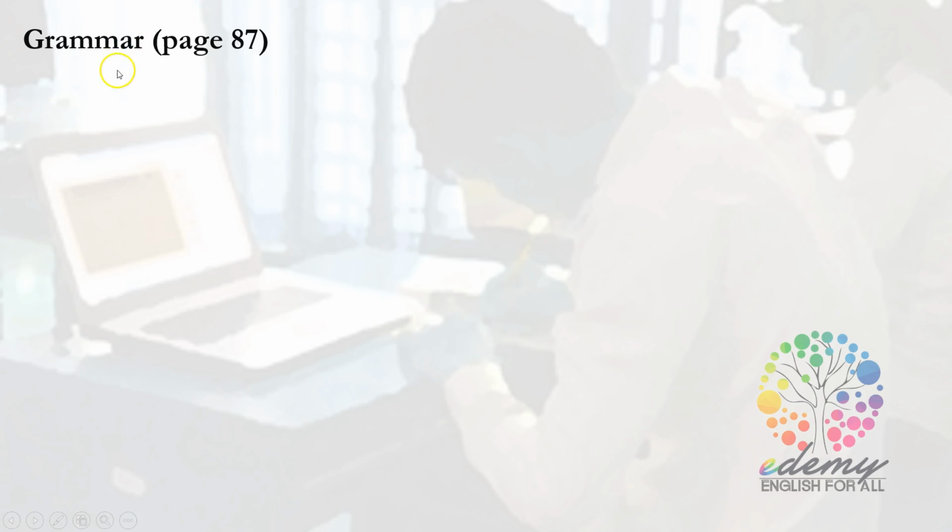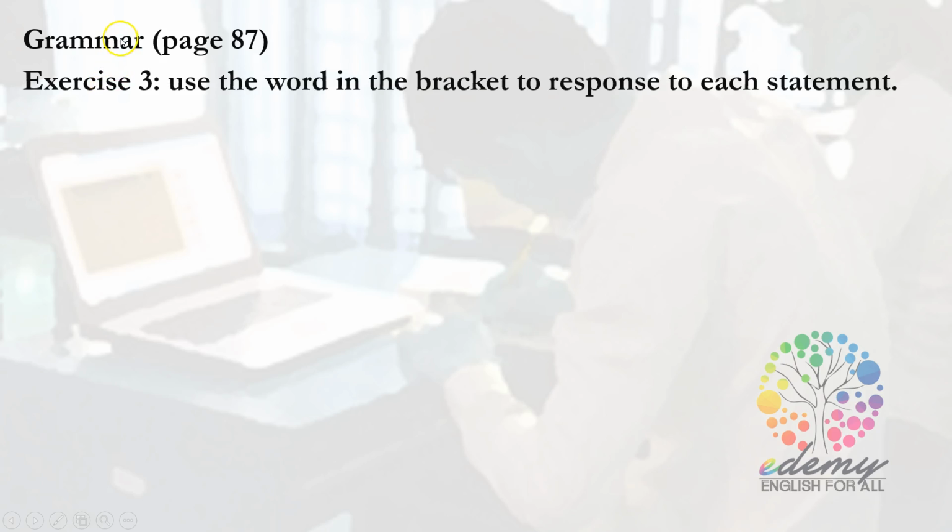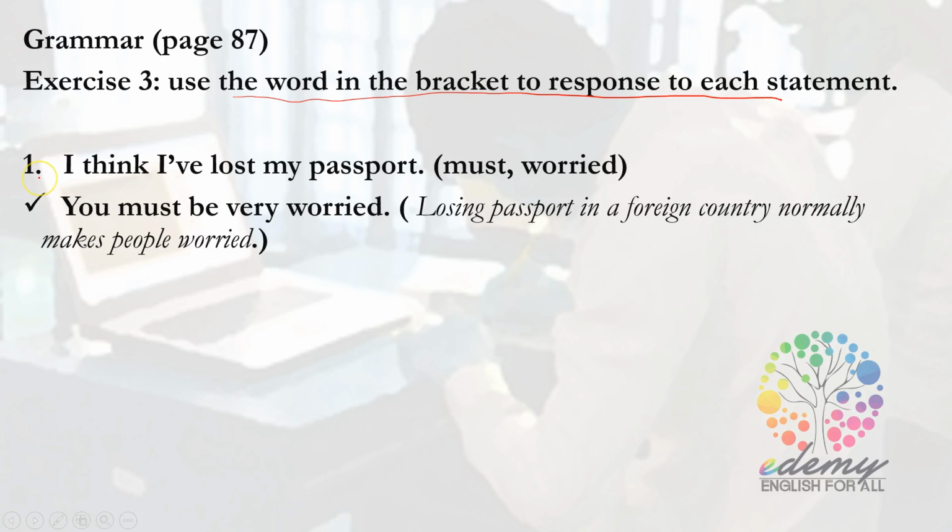And I want you to do exercise number 3. In exercise 3, you use the word in the bracket and respond to each statement. They are given from 1 to 9. Okay, let me give you the example. Example number 1: I think I have lost my passport. And the words that we have are must and worried. So the answer is, you must be very worried.